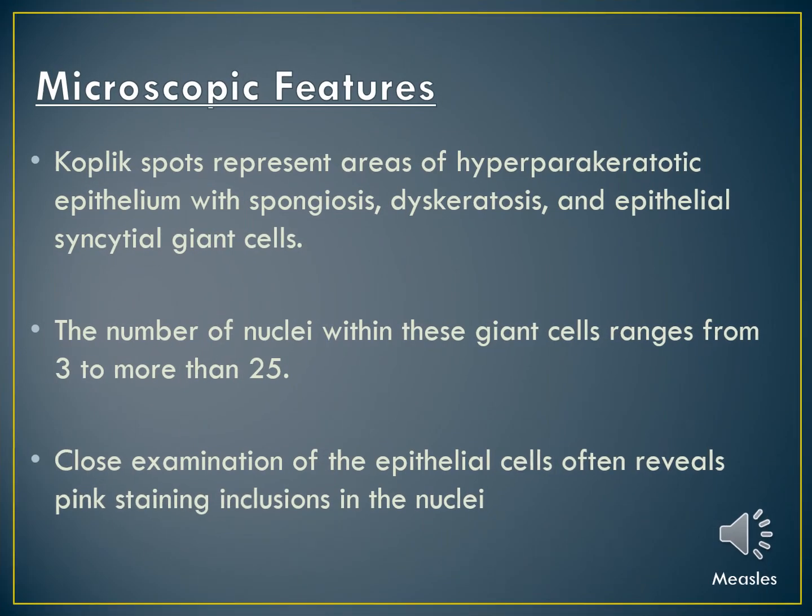Now I'll be explaining about the microscopic features. Koplik spots represent areas of hyperparakeratotic epithelium with spongiosis, dyskeratosis, and epithelial syncytial giant cells. The number of nuclei within these giant cells ranges from 3 to more than 25. On close examination, the epithelial cells often reveal pink staining inclusions in the nuclei, or less commonly the cytoplasm.